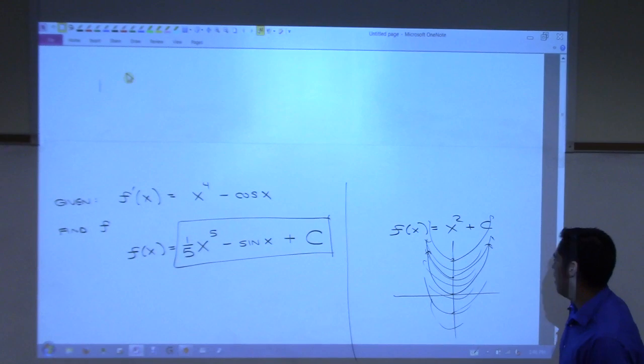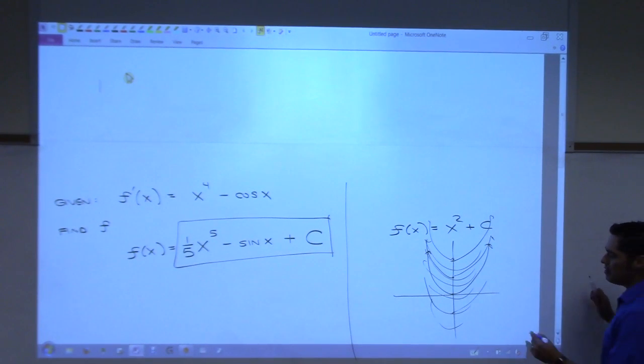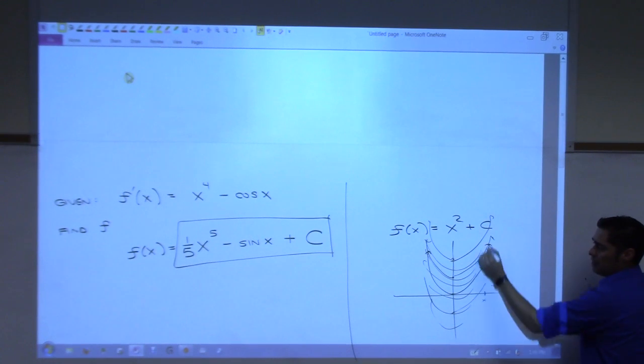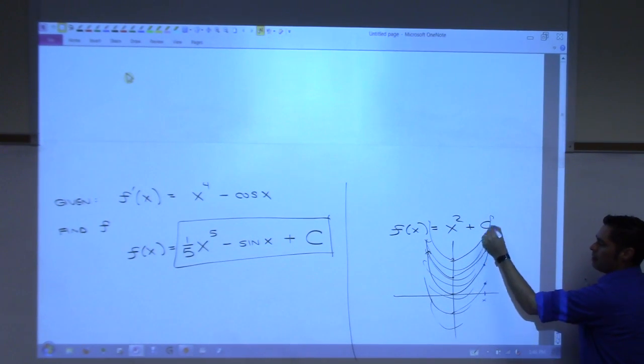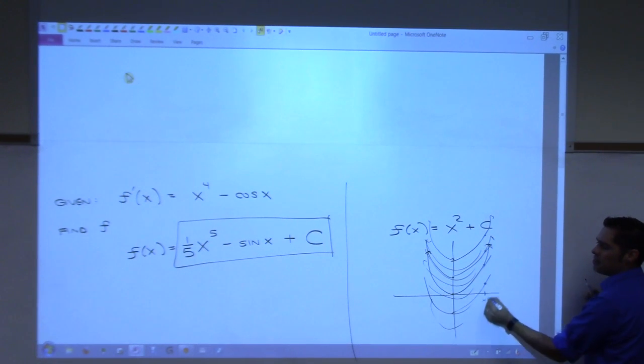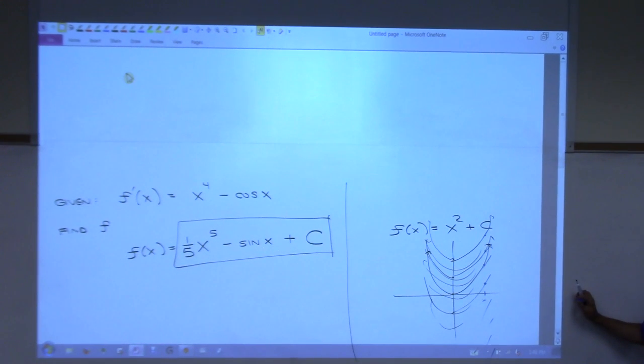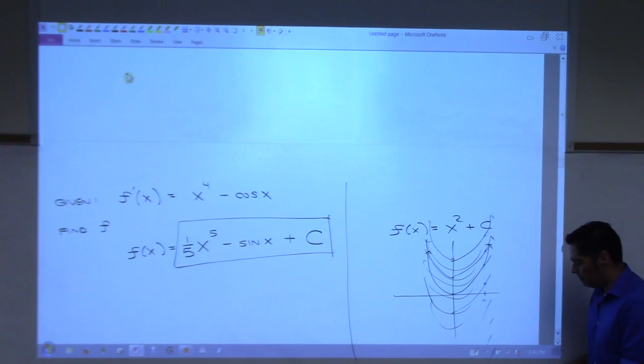And if you really think about it that way, what we're saying is that if I go out to some value x, and I go to any of these parabolas, any of them, the slope of the tangent line is going to be the same at every single one of those parabolas. It's always going to be 2x.